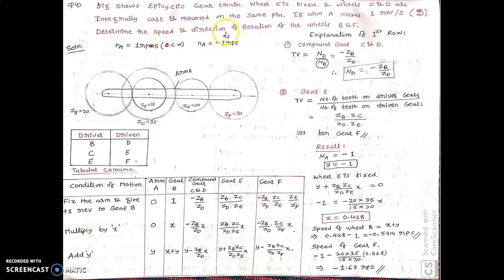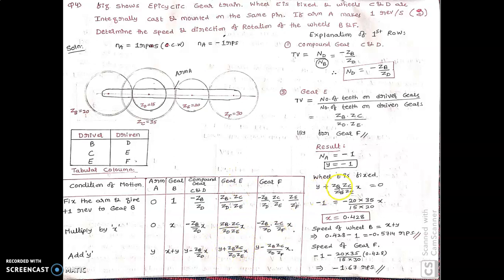Determine the speed of the wheels B and F. Before going to that, we know that arm A makes 1 revolution per second negative. So what is the arm speed? It is y. y is equal to minus 1. NA means this A, and its speed is y, so y is equal to minus 1. And we also know that wheel E is fixed. Wheel E is fixed means the speed of rotation is equal to 0.